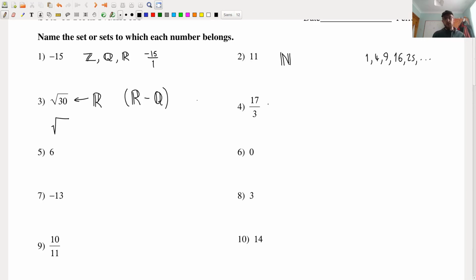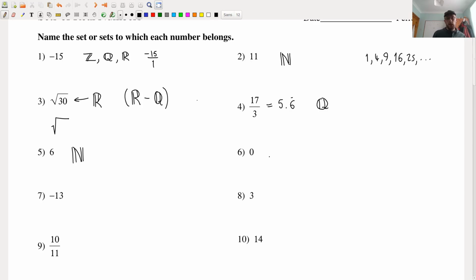Now 17 over 3, well, that would be 5 remainder 2, or 5.6 recurring. And that is a rational number. That's a rational number, of course. 6 is a natural number. 0, is it a natural number?